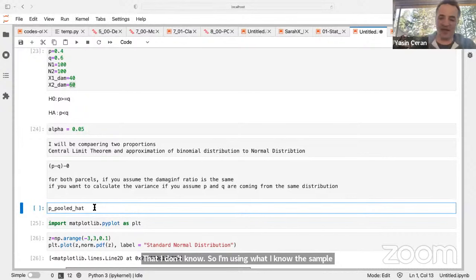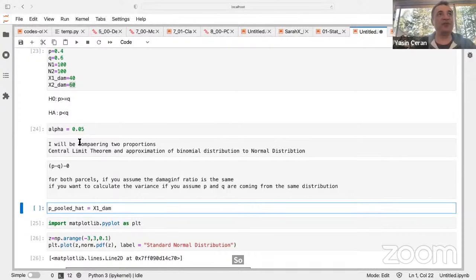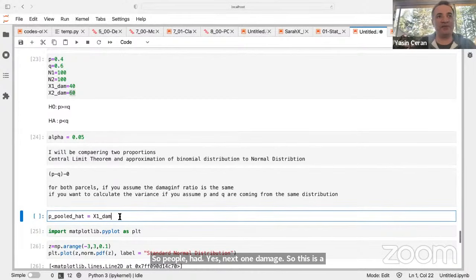So P pooled hat is X1 damage, the number of packages which were damaged in the first parcel, plus X2 damage, the number of packages damaged in the second parcel. Then I find the ratio of these two with respect to the total number of packages. Again, this is the pool of all the packages, and this is the number of all damaged packages.